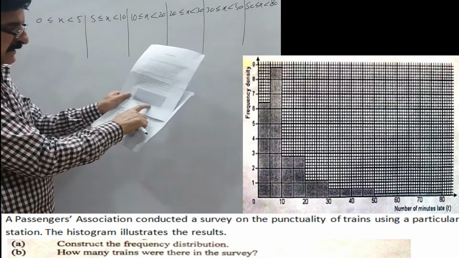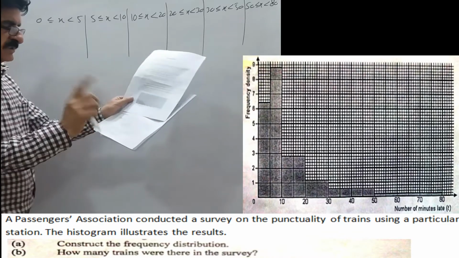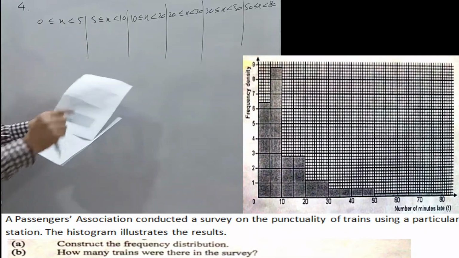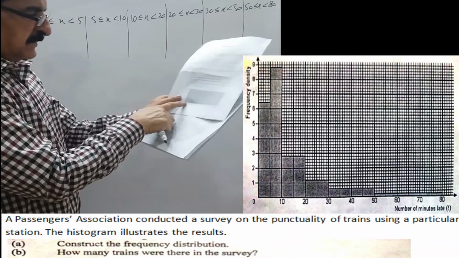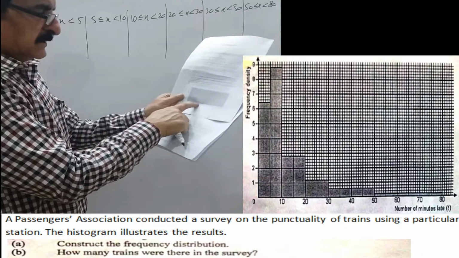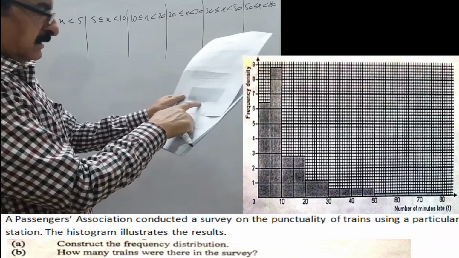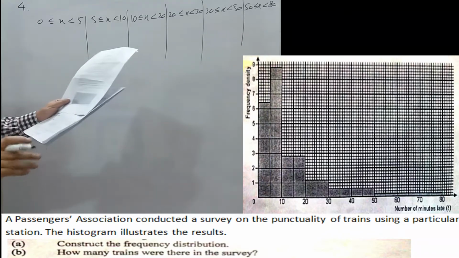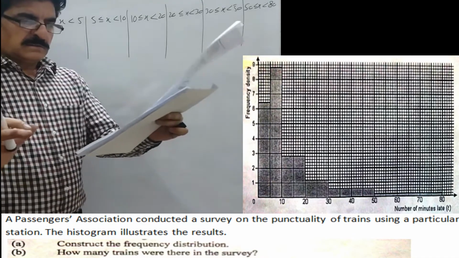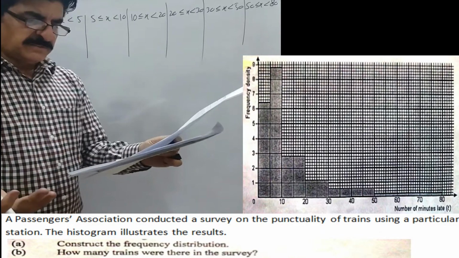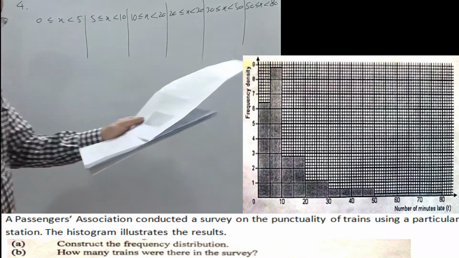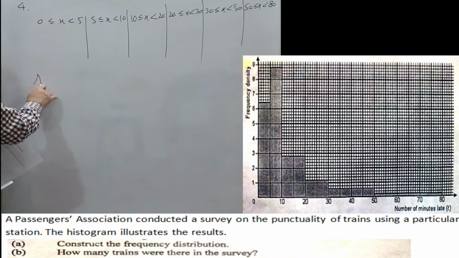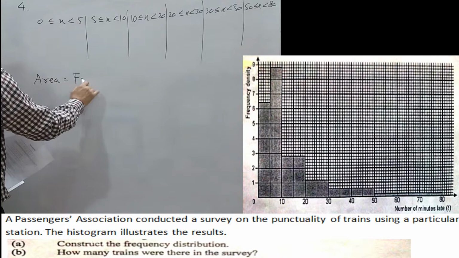We had missed another rectangle whose width is very small. So see carefully that we have 6 rectangles, so we will have 6 intervals. First start from 0 to 5, then 5 to 10, then 10 to 20, then 20 to 30, then 30 to 50, then 50 to 80. Now see that the class intervals are of different widths, therefore we have frequency density. Now the area is equal to frequency.